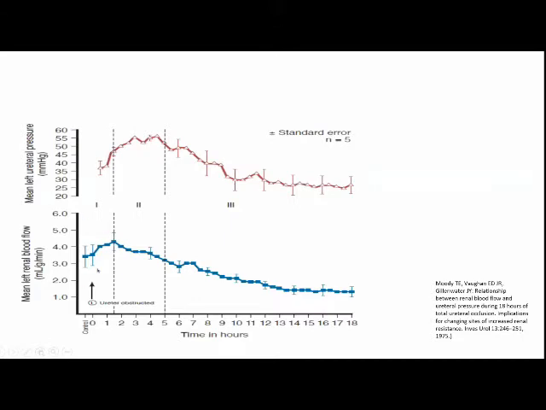What happens in the first 2 hours? You can see both pressures are increased: ureteral pressure and renal blood flow. In 2 to 6 hours, renal blood flow decreases, but ureteral pressure gradually increases. After 6 hours, both pressures gradually decrease over time, and there will be obstructive uropathy, and the upper tracts are involved, leading to fibrosis.